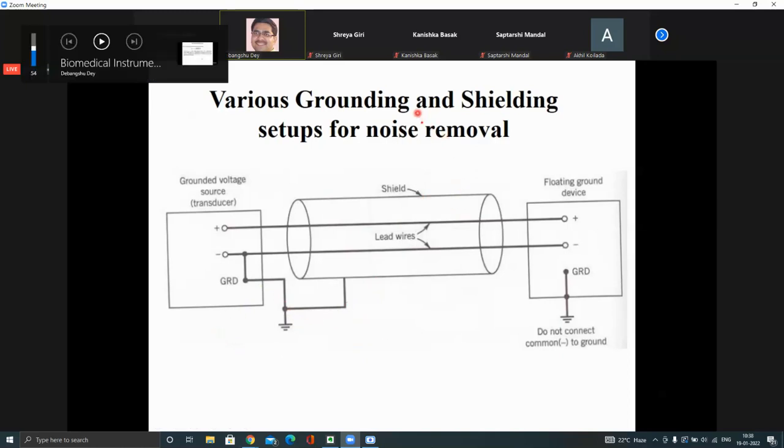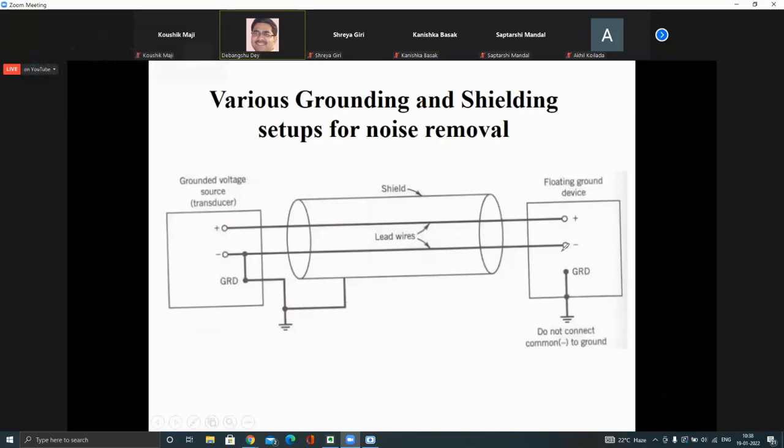Now whatever you have heard in your power system, at the source the supply neutral is grounded, and your household supply is also grounded, isn't it? Clear? So usually we prefer grounding at our own place also, but that is not very good for this kind of measurement.